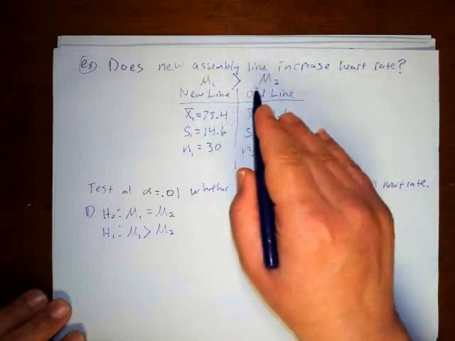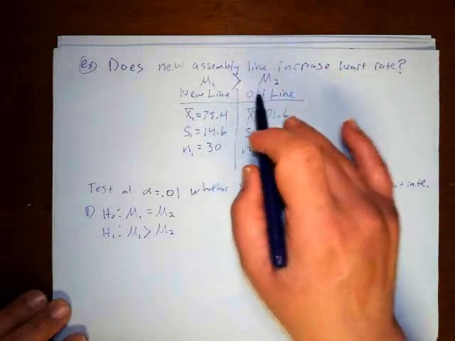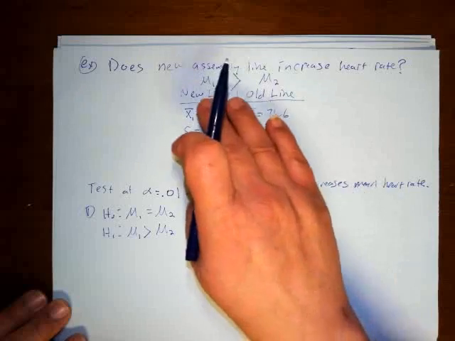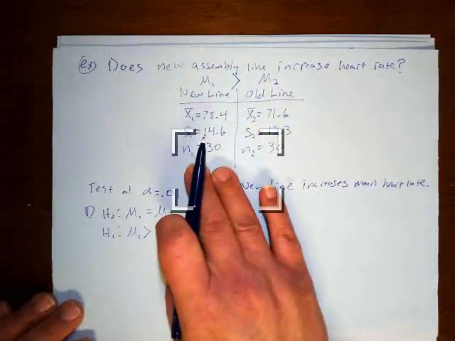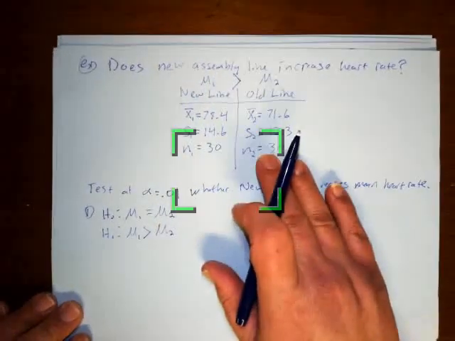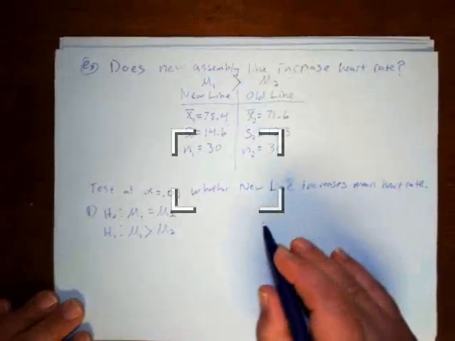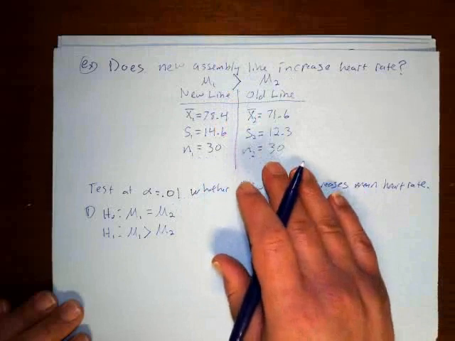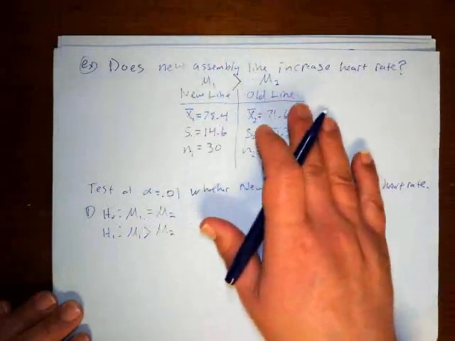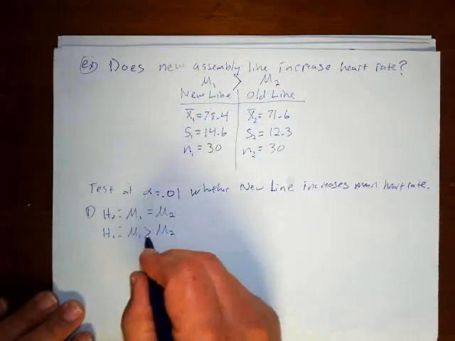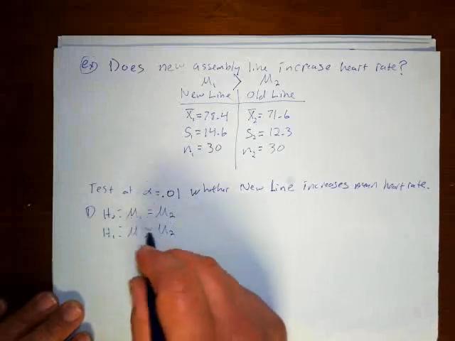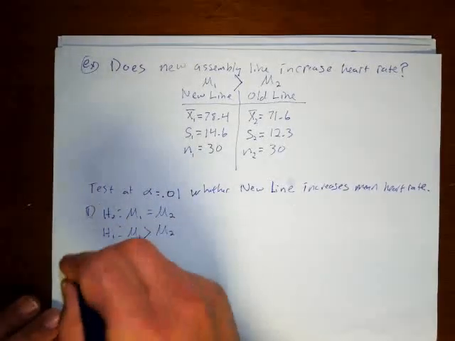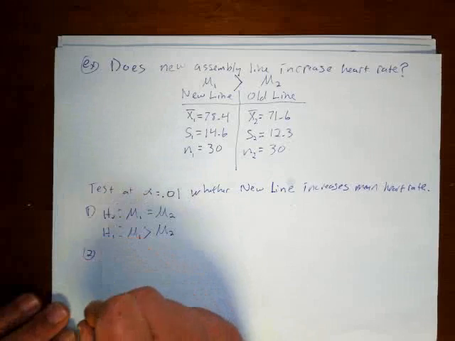Notice the less than or greater than sign depends on how this table is arranged. If this were the old line and this one were the new line, then it would be a less than sign. So it doesn't depend upon this. It depends on which group you call mu1 and which one you call mu2. In this case, I just happen to want to show mu1 as being bigger than mu2, so that would make this a right-tailed test.